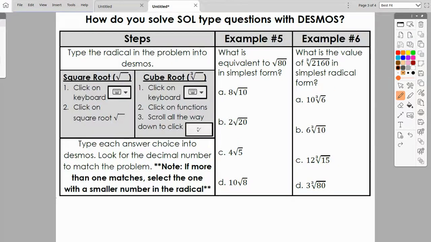We're going to look at some SOL type questions with Desmos. What is the equivalent to the square root of 80 in simplest form?